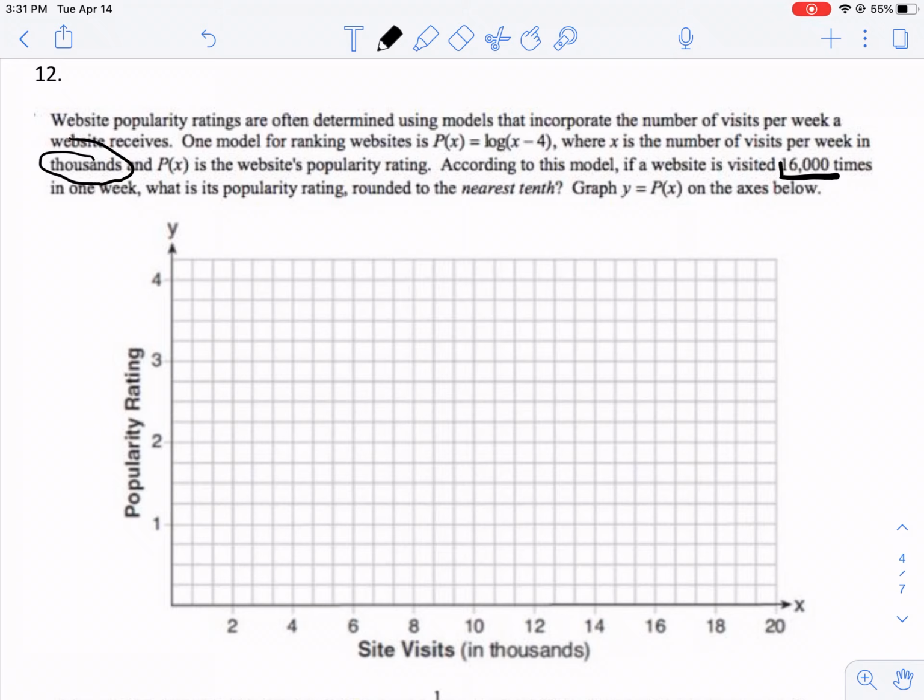All right, well, if it's viewed 16,000 times and X is in terms of thousands, that means we are going to plug a 16 in for the X. So we have log of 16 minus 4, which is basically log 12. So I'm going to do log 12. Rounded to the nearest tenth is going to be 1.1, is the popularity rating, which doesn't sound very good. All right, now they want us to graph. Don't need to change a base here. Log x minus 4.